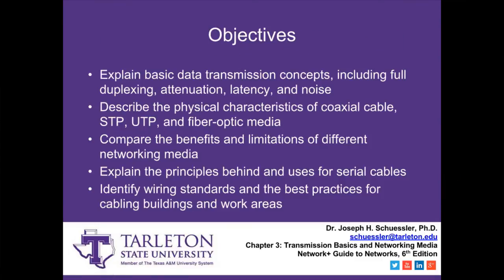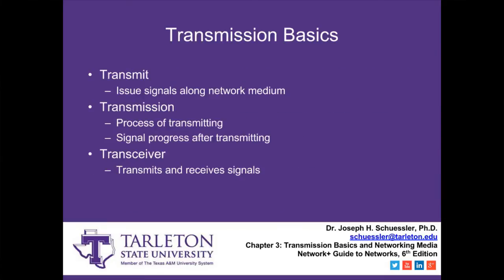So the objectives for this chapter are to talk about the basic data transmission concepts, so just the basic concepts of what it takes to get data from point A to point B. We'll talk about duplexing, half duplexing, full duplexing, etc. We'll talk about attenuation, latency, noise. We're going to talk about some of the different types of media, STP, UTP, fiber optic, etc. We're going to compare the benefits and limitations of some of those different media. When is it appropriate to pick one over another? We'll talk about some of the principles behind and uses for serial cables. We'll talk about wiring standards and some of the best practices for cabling buildings and work areas.